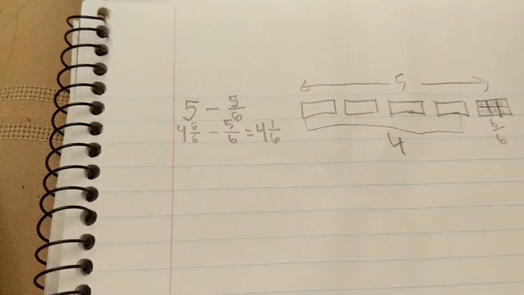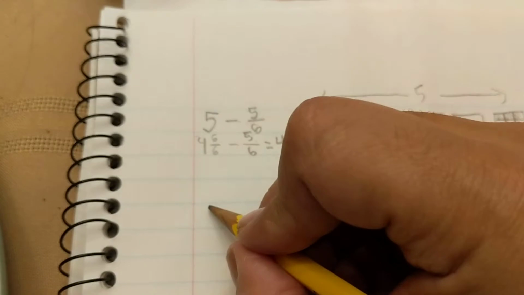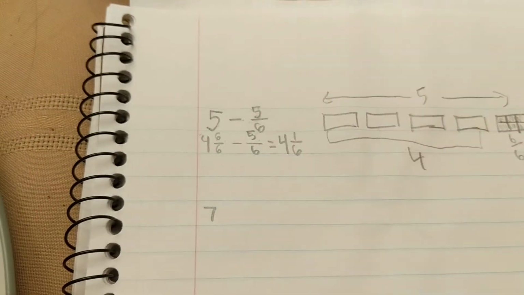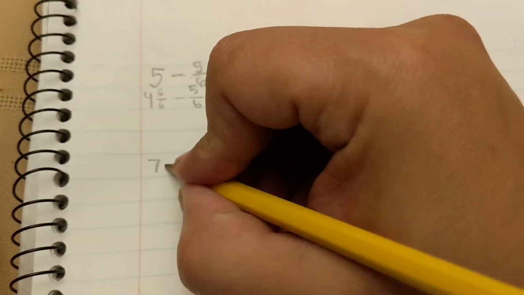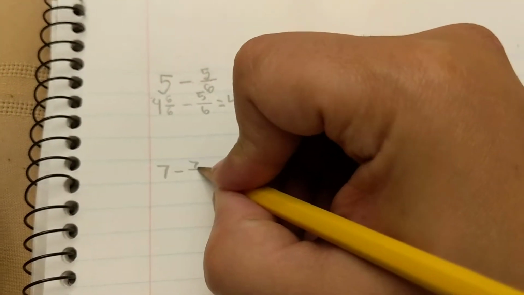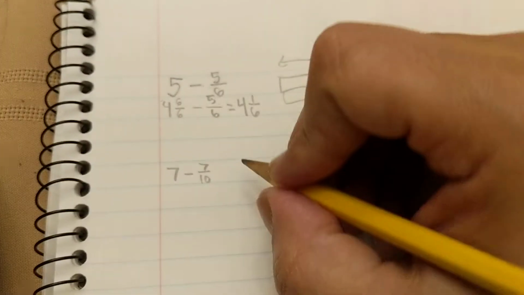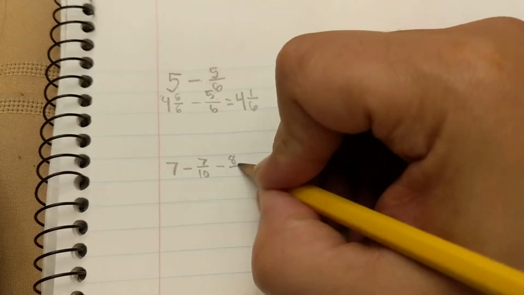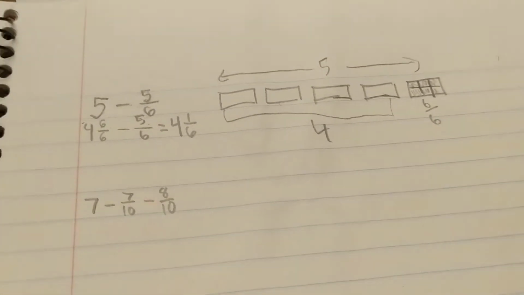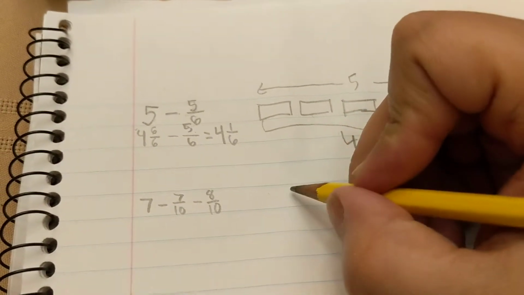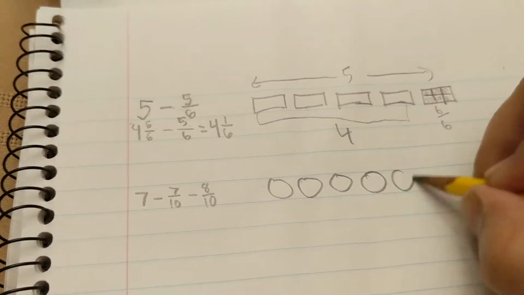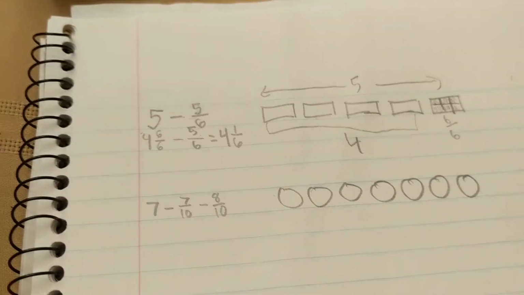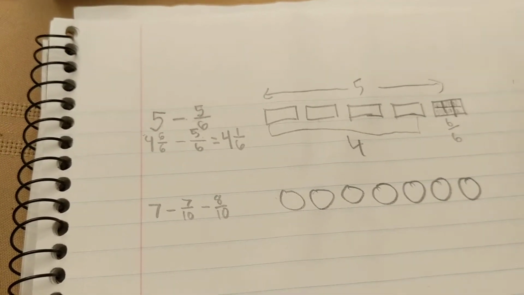Now, slightly more complicated is if you had some wholes, so let's say you had 7, and you had to take away 2 fractions. Let's pretend you had to take away 7/10, and then you had to take away 8/10. Now, just like before, I can show this with a picture. This time I'll do circles. 1, 2, 3, 4, 5, 6, 7 wholes. I need to take away some pieces.